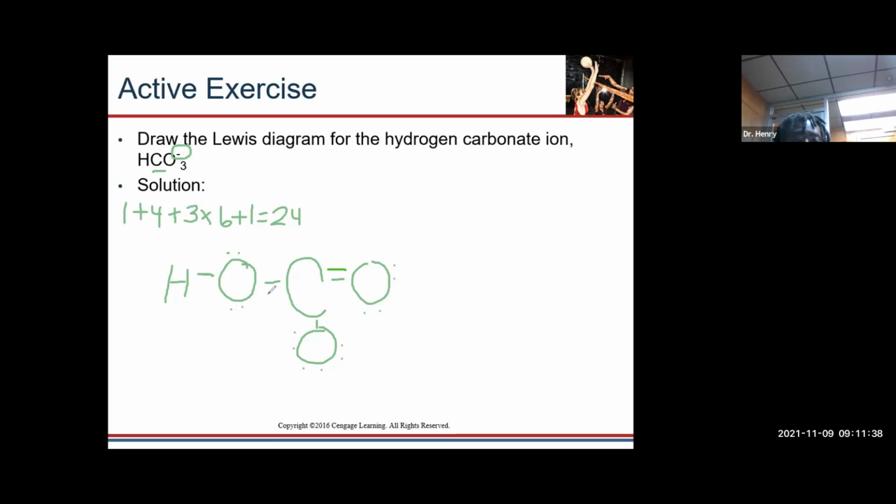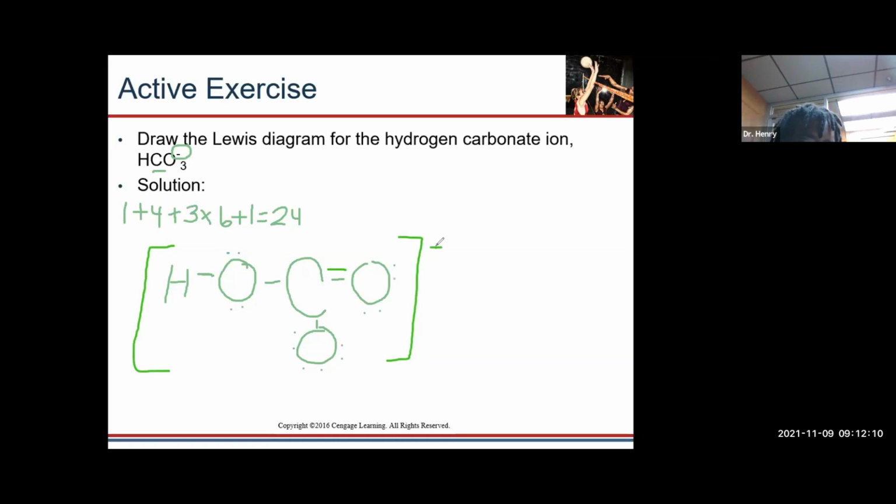Okay, so now let's count the number of electrons around everyone. That's 2, that's 4, that's 6, that's 8 around this oxygen. That's 2, that's 4, that's 6, that's 8 around the carbon. That's 2, that's 4, that's 6, that's 8 around this oxygen. That's 2, that's 4, that's 6, that's 8 around this oxygen. Okay, and then the last thing that we want to do is put in brackets and put that negative charge on.